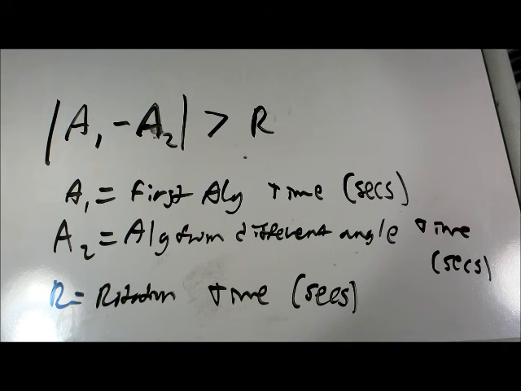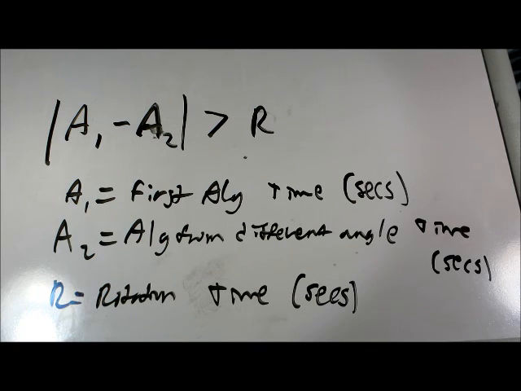This equation here shows you how to plug in the variables that you found. And if this equation works, that means it is worth it to do a cube rotation, okay? So the first algorithm would be for instance, your algorithm that's 2gen, or the second one would be the algorithm that you use at a different angle. And then rotation is how long it takes you to do rotation. And all this is in time, okay?